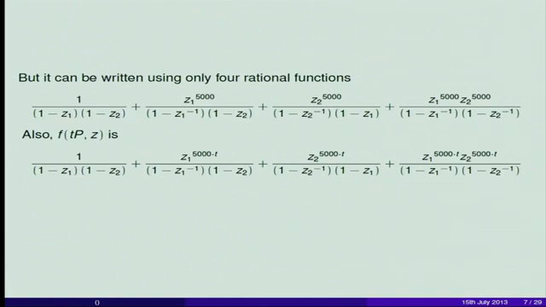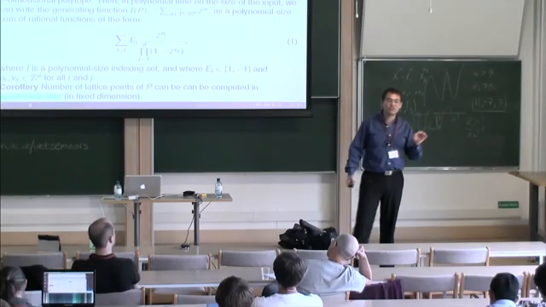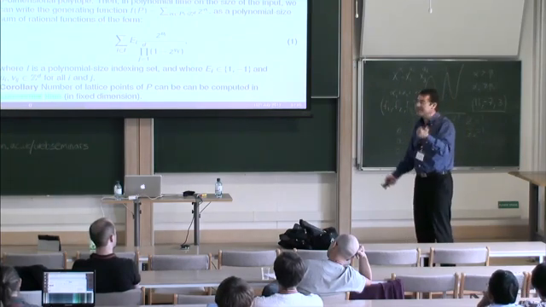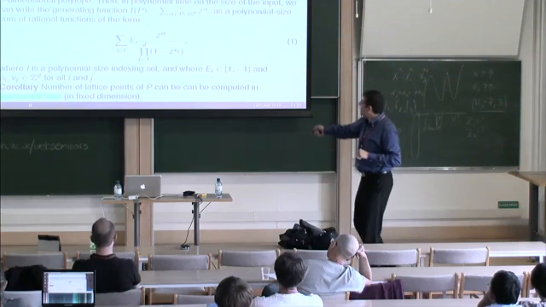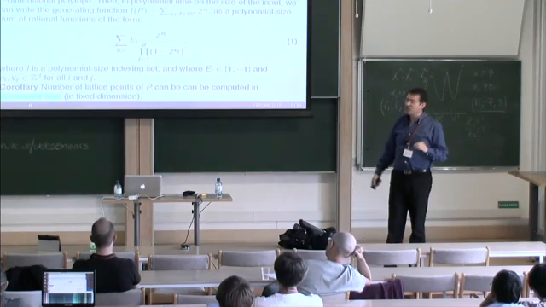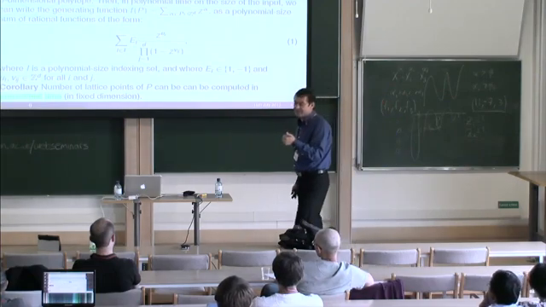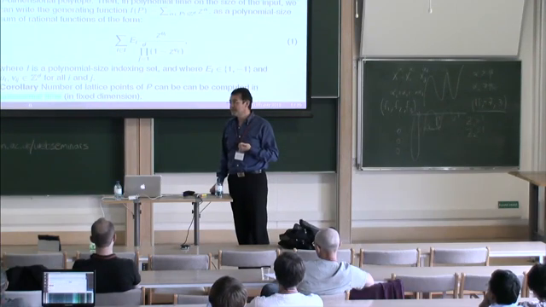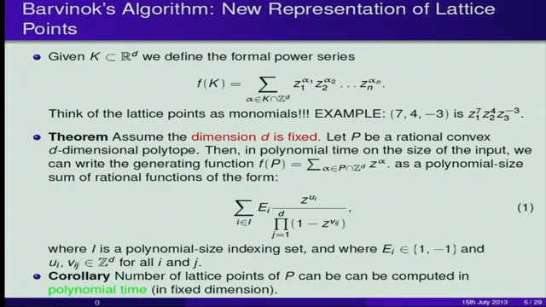So you have a representation. Remember, Barvinok's theorem tells you that in polynomial time, you can compute the representation of all the lattice points that is short and compact. And then that means that in polynomial time, you can also compute how many lattice points there are, as long as the dimension is fixed. This is a very non-trivial theorem. Okay? Is it clear? Okay.